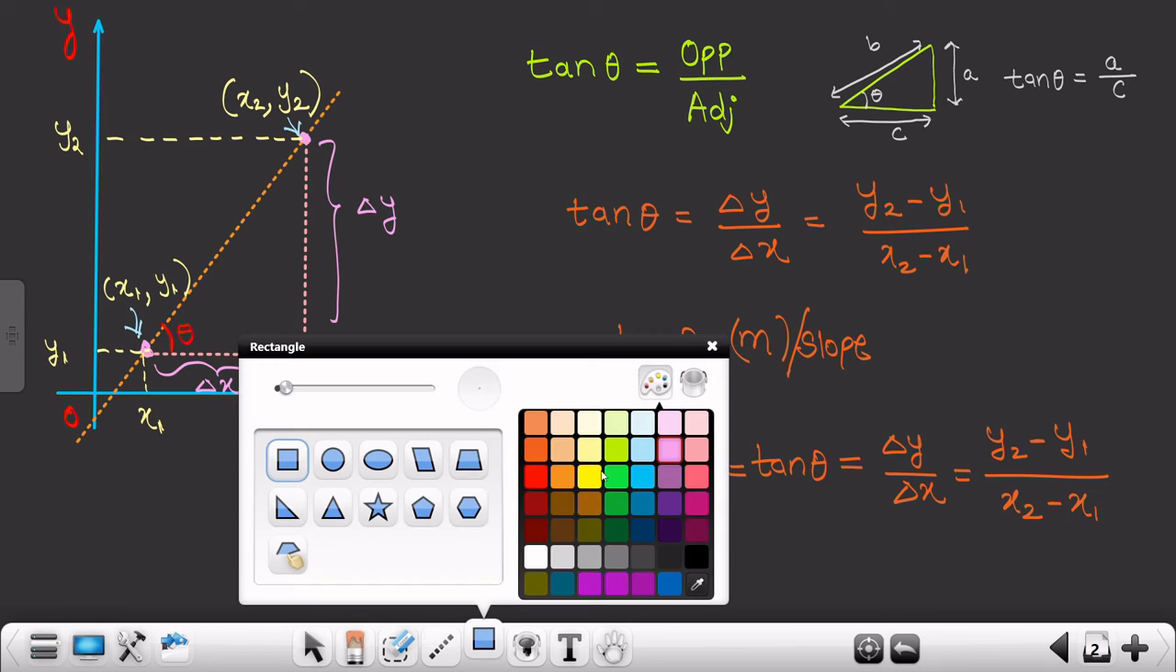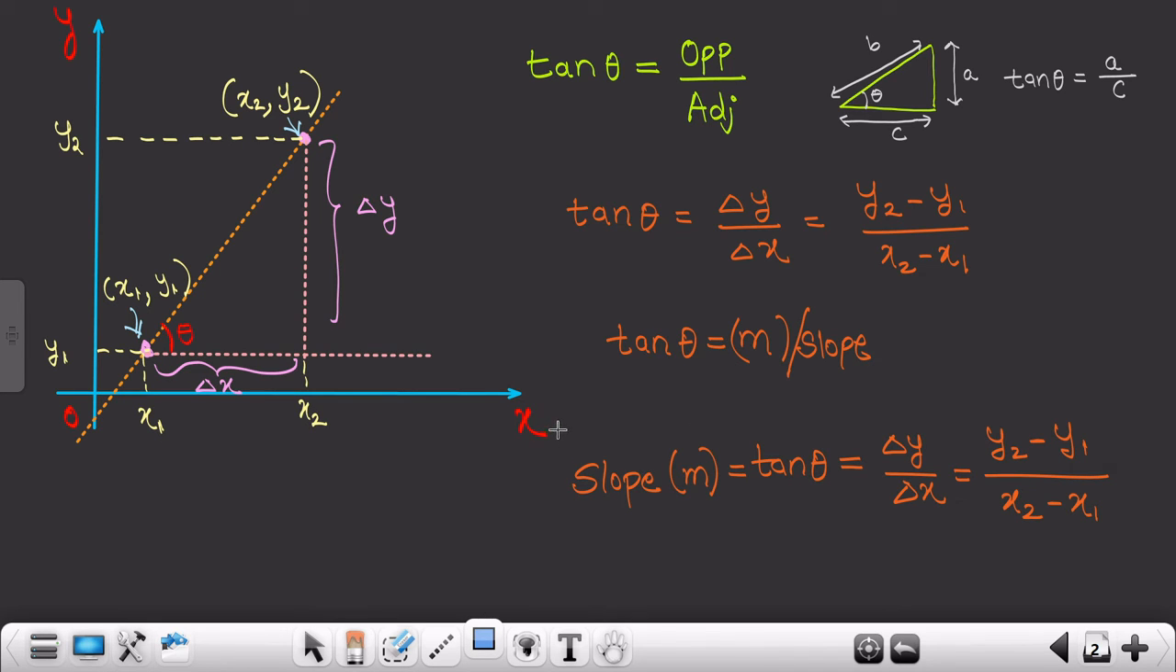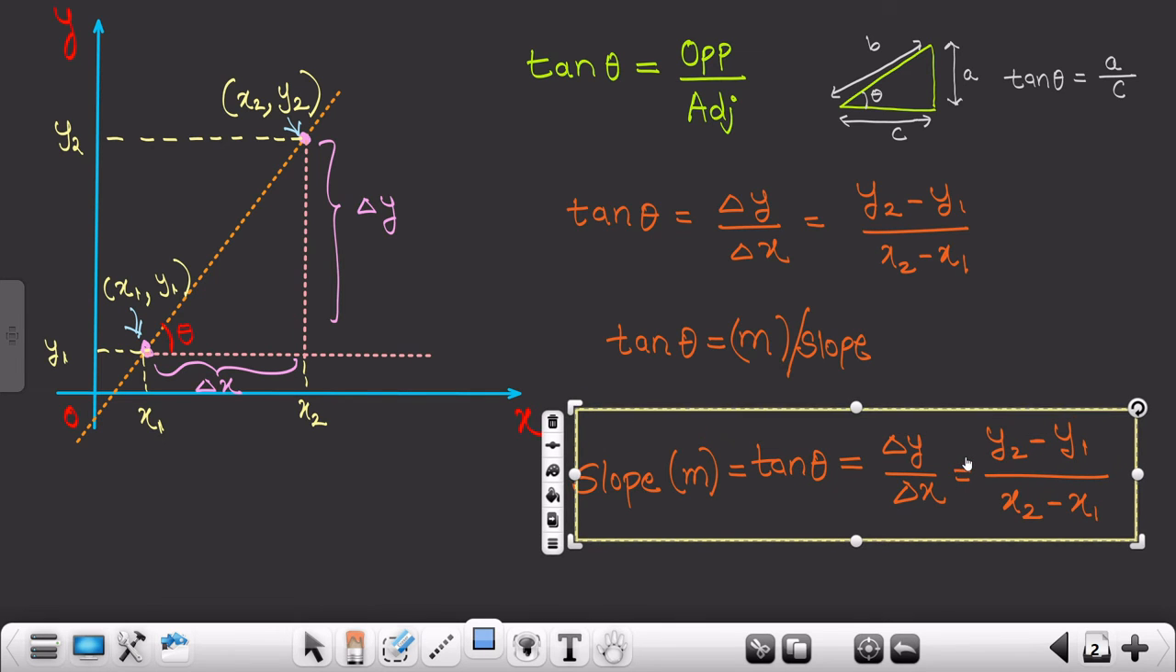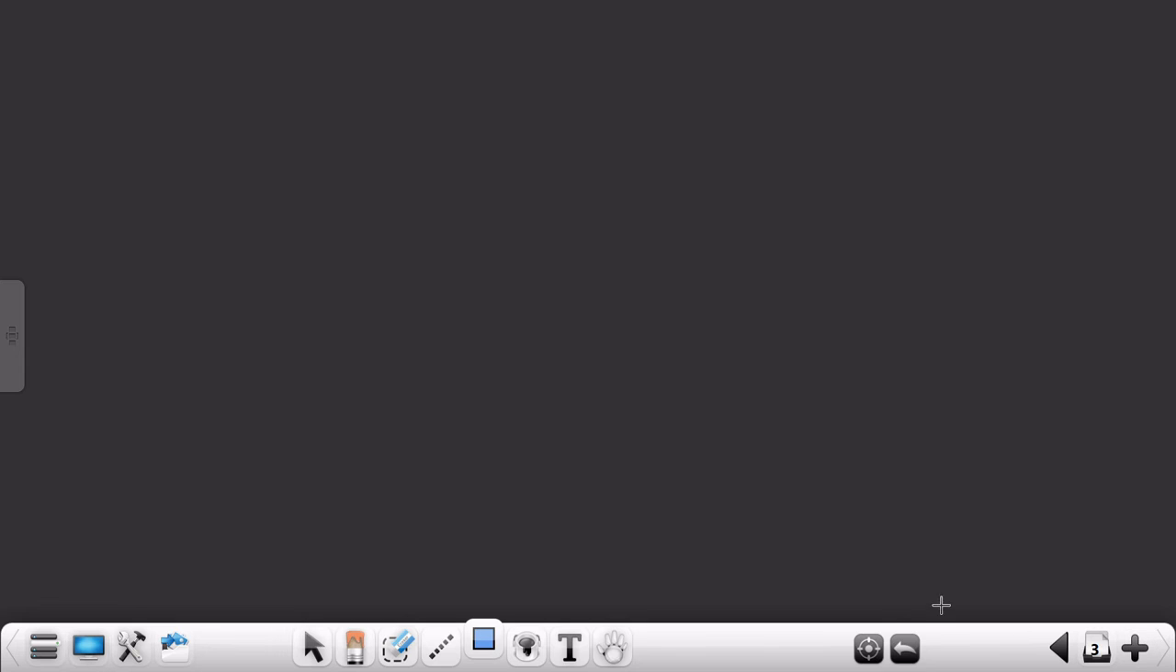Let me just highlight it and then we will proceed further. Let me highlight this particular thing. Let me move this particular box somewhere over here. Yeah, now it is absolutely fine. And now I hope that you understood the concept of slope. So now we will see certain things over here.